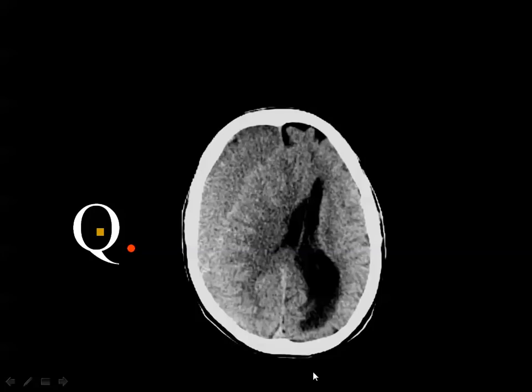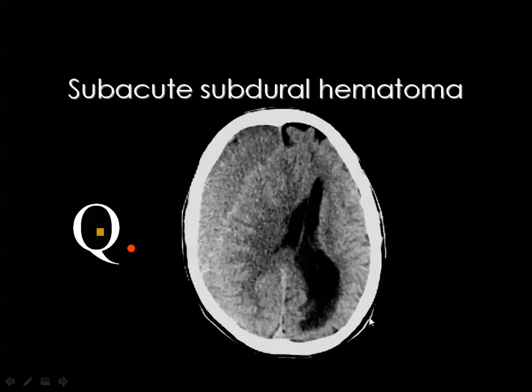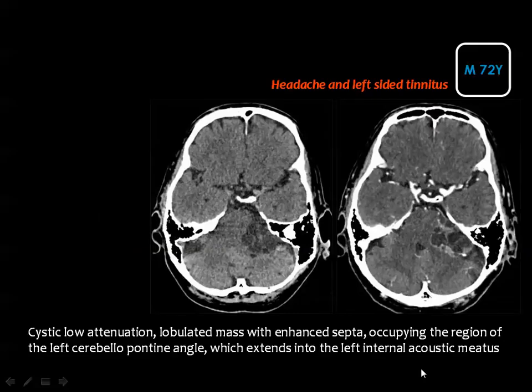Axial CT scan of the brain, soft tissue window, without contrast injection, showing an extraaxial lesion isointense to the brain parenchyma, diagnostic of subacute subdural hematoma, exerting a significant mass effect.